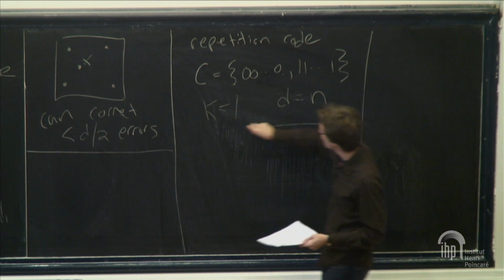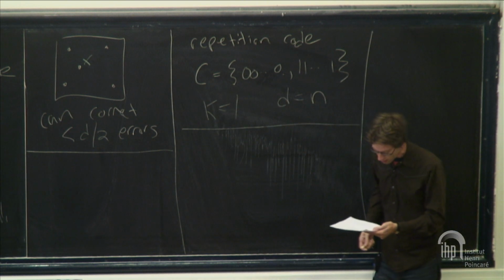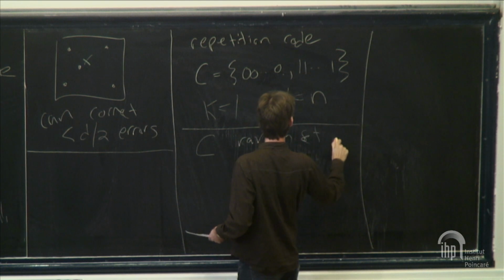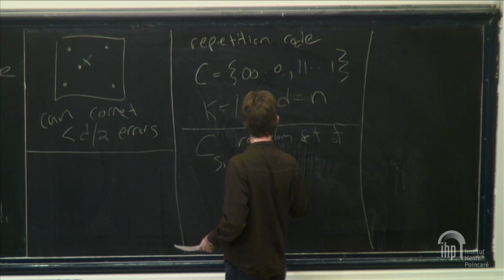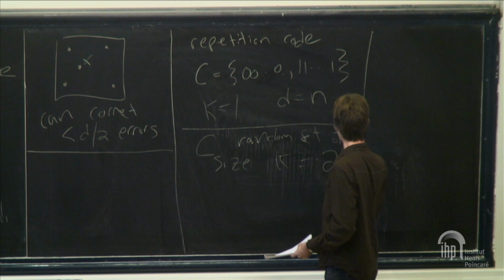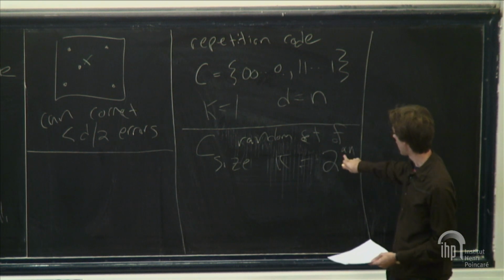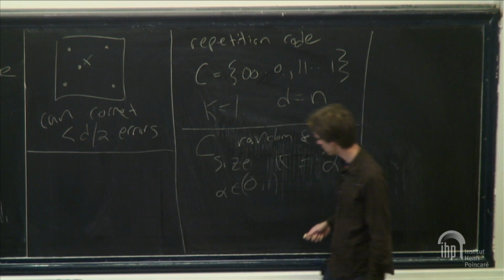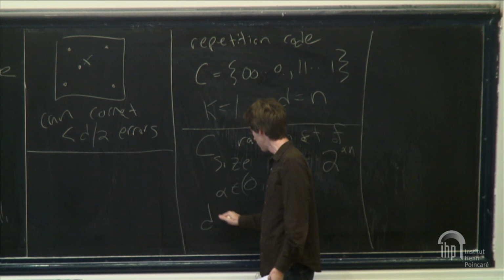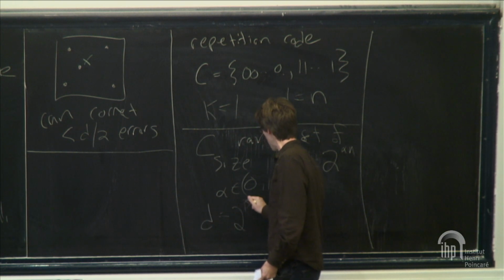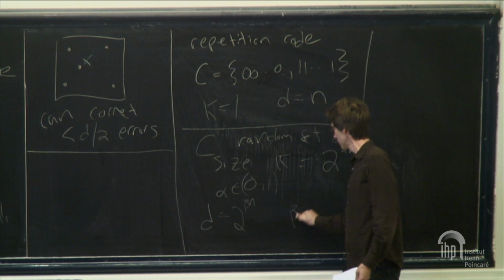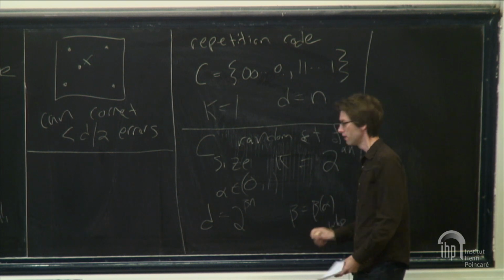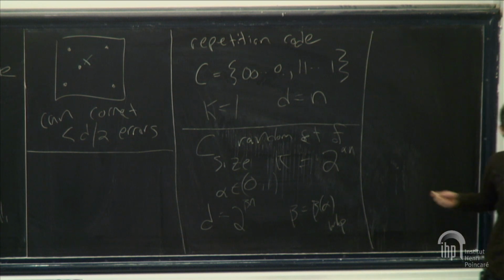So the repetition code is great for distance. K is not so good. Of course, if I just take C to be a random set of size K equals 2 to the alpha n, where alpha is some number between 0 and 1, then it's not hard to show that the distance will be 2 to the beta n for beta some function of alpha with high probability. I'm not going to write down what that function is. It's a nice exercise to work it out.